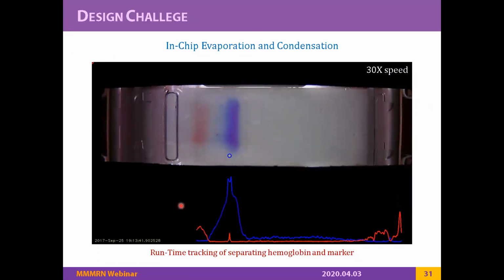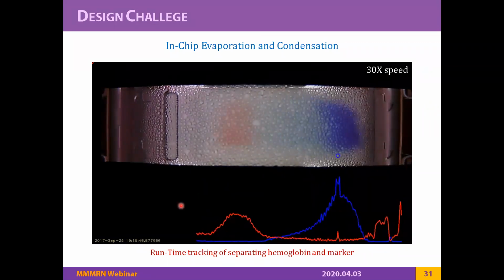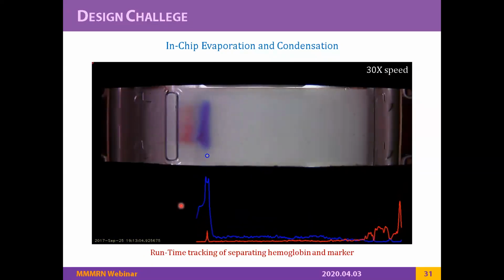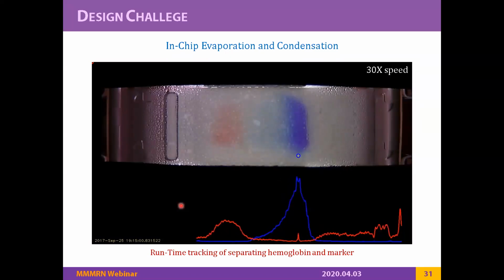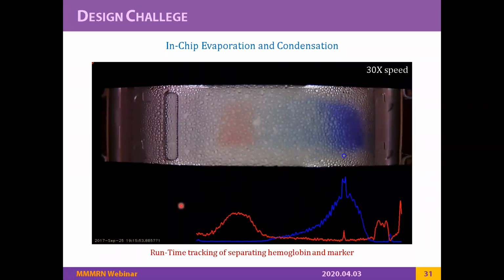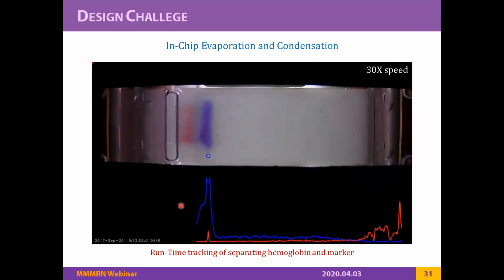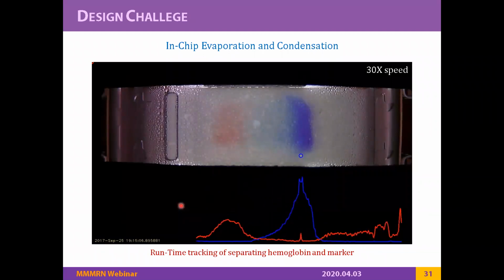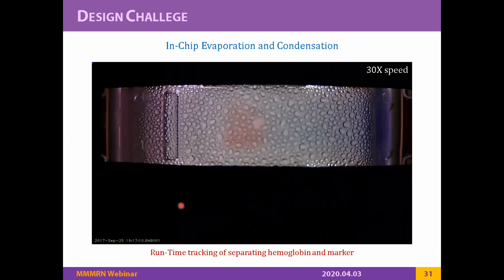So we actually faced a lot of design challenges when we were developing this. One of the major challenges was in-chip evaporation and condensation. The reason we decided to talk about it is because it will dictate the later development of the technology. You can see we rely on optical imaging of the hemoglobin separation and image analysis to give the result. If you are not able to look at the bands of separation, it's really difficult.